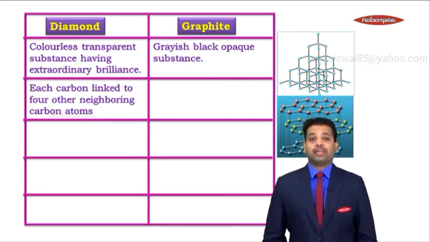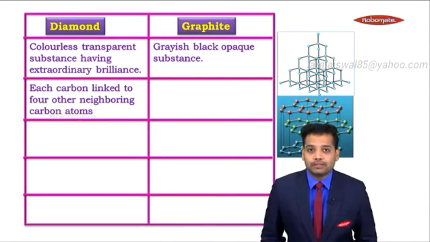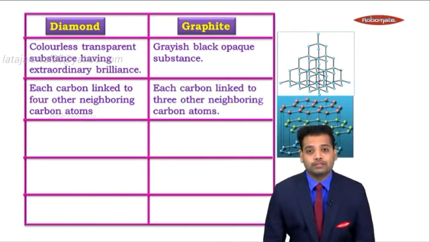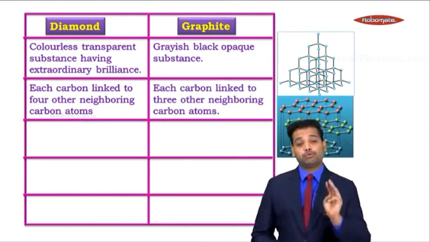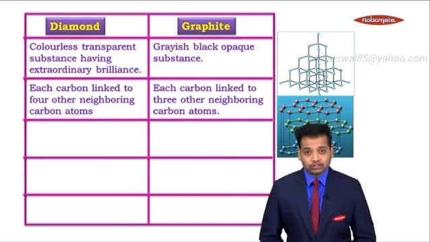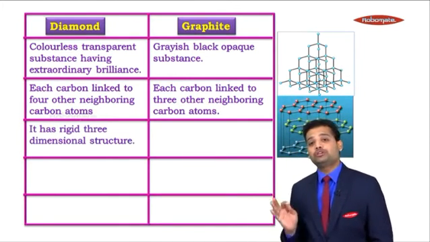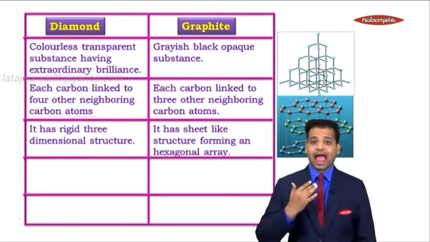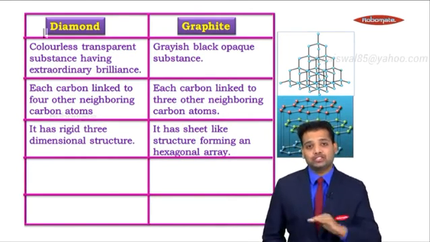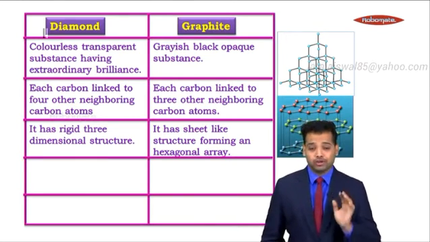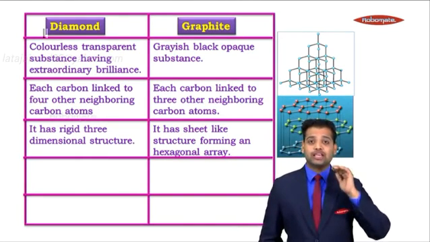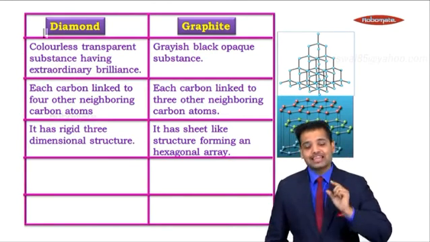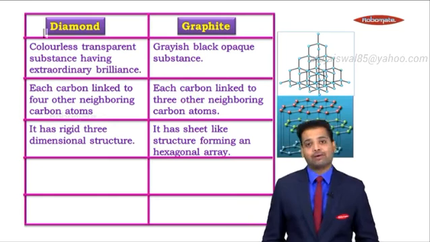Similarly, each carbon is linked with 4 different carbons in diamond, but in the case of graphite, it reduces to 3 carbons. So each carbon is linked to only 3 carbons. Because of that, diamond has a rigid 3-dimensional structure. But graphite is comparatively weak, and because of that, it has a sheet-like structure of hexagonal array. You can see hexagon-like structures everywhere. The array is a combination of these hexagon sheets. That is why it is called a hexagonal array.